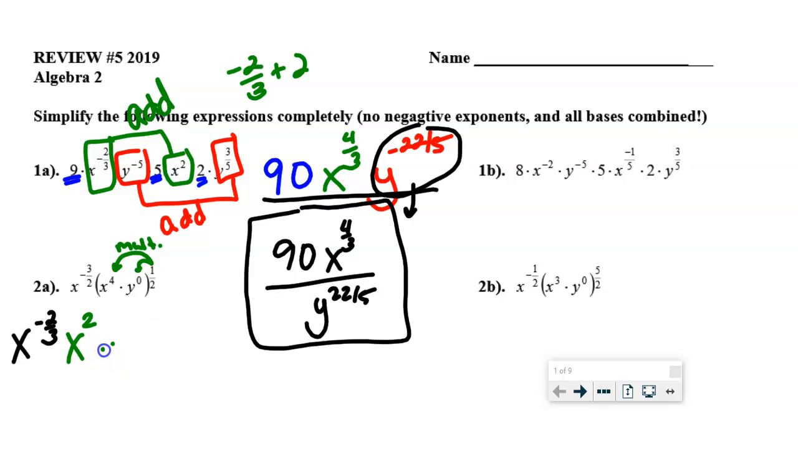And then you can write y to the 0 power, because 0 times 1/2 is still going to be a 0. But remember, anything to the 0 power is just a 1. So this just cancels. So now you can finally combine these. That same property we used above, we're going to add the exponents together.